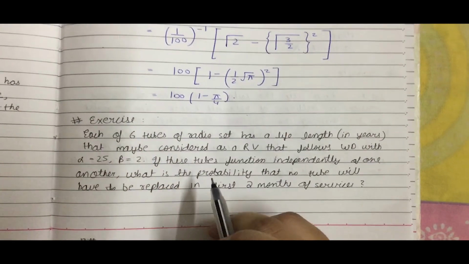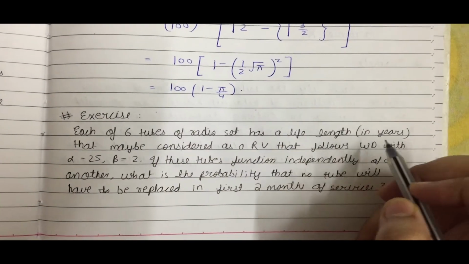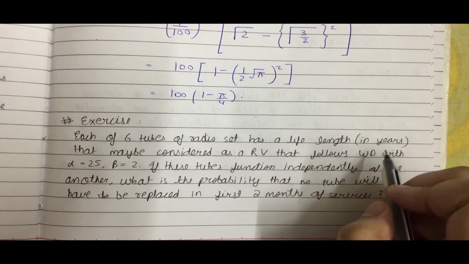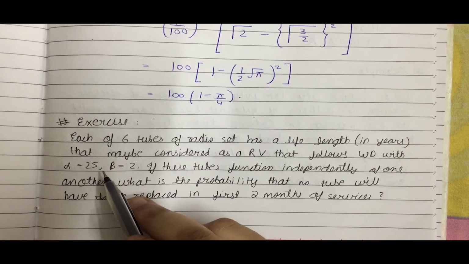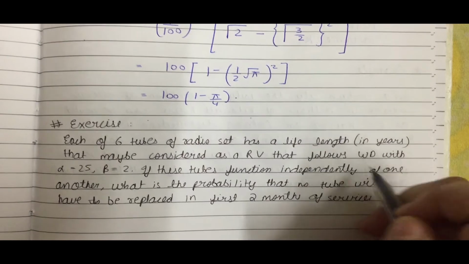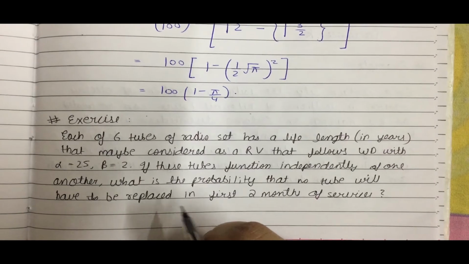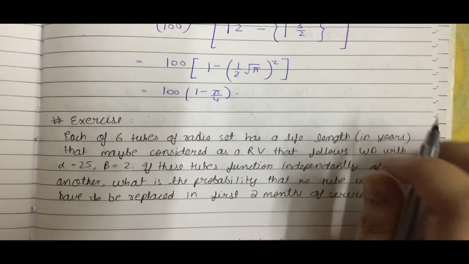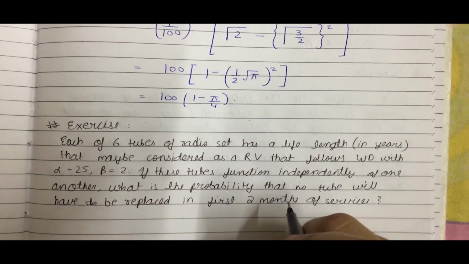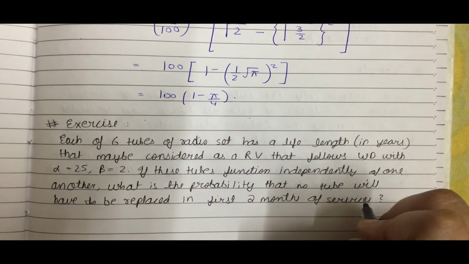As an exercise, you can solve this question where it has been said that each of the 6 tubes of a radio set has a life length in years, which may be considered as a random variable that follows the Weibull distribution with alpha equal to 25 and beta equal to 2. Now, if these tubes function independently of one another, then what is the probability that no tube will have to be replaced in the first 2 months of service? So basically, you have been given alpha and beta, and all you have to do is find the probability that no tube will be replaced in the first 2 months of service.